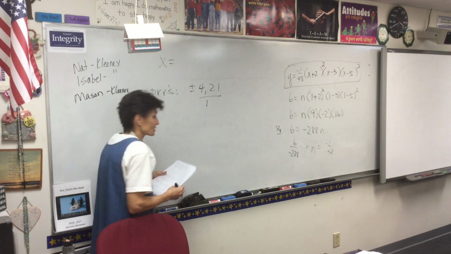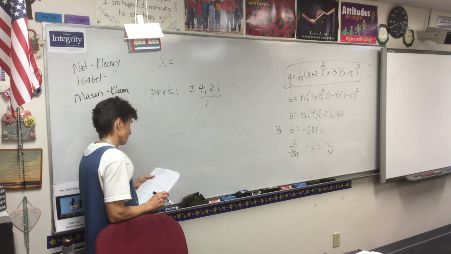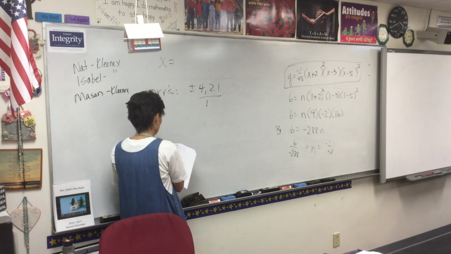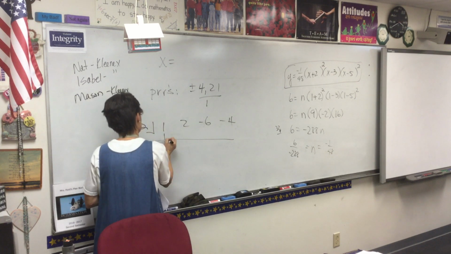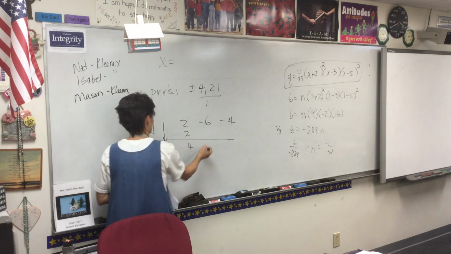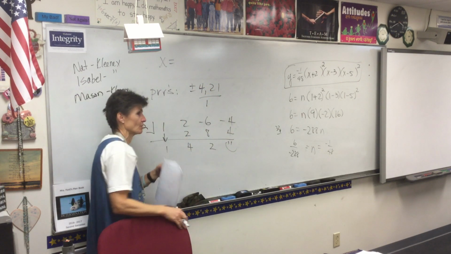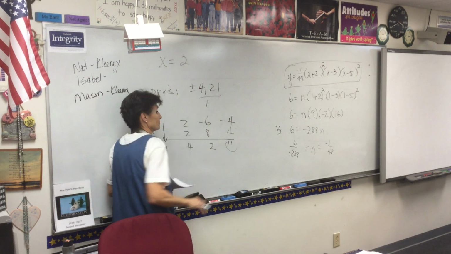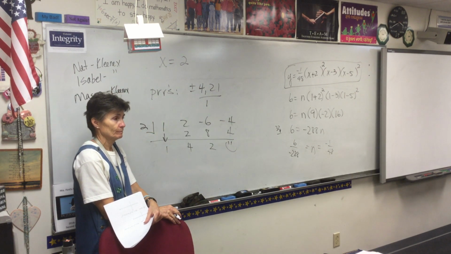All right, so, Malcolm, guess. 2? So Malcolm is guessing 2. So let's give it a shot and see if he is a good guesser today. I think you are a magnificent guesser. Good job, Malcolm. 2 works. So one of my roots is 2.